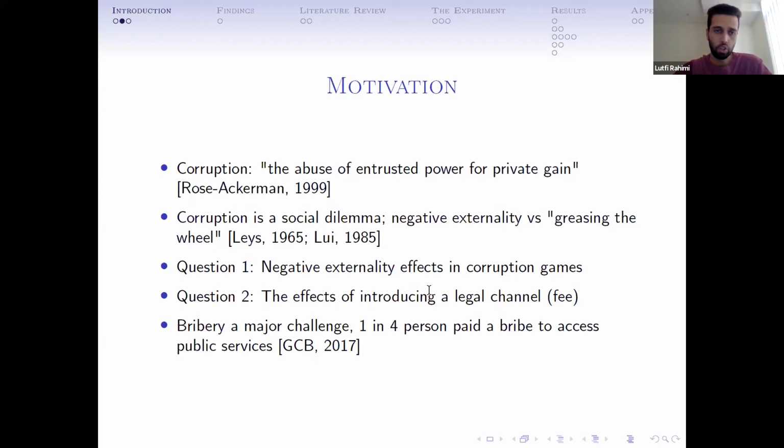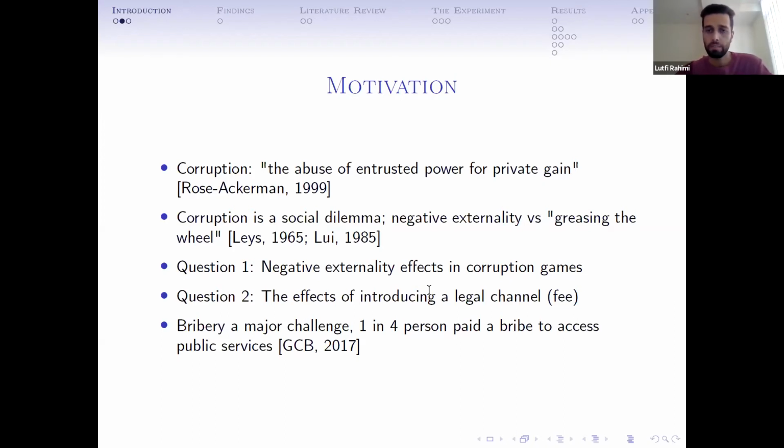So there are two questions that I look at in this experiment. First is the negative externality effects within the corruption games, and the second is the effect of introducing a legal channel or a legal fee that people could choose to avoid paying bribes, so to speak. In so many ways, bribery in high perceived corrupt countries mirrors some form of a premium that we pay in other countries that is legal.